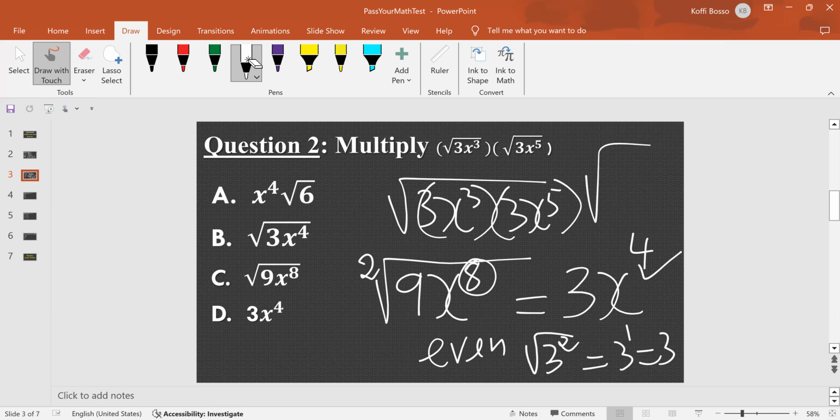Or say square root of, let's take any variable, y to the 10th power. The answer will be y to the 5th power, because you take 10 divided by 2, you get 5. And you don't use the square root anymore, because that gives you that expression without the square root. Therefore, the correct choice here is B. Let's see the next question.